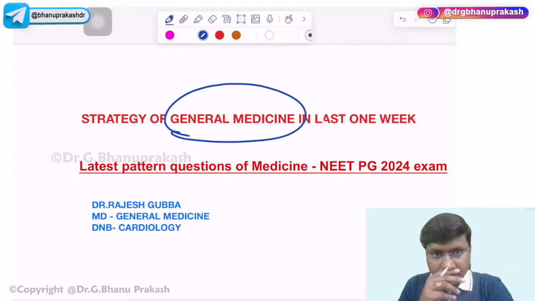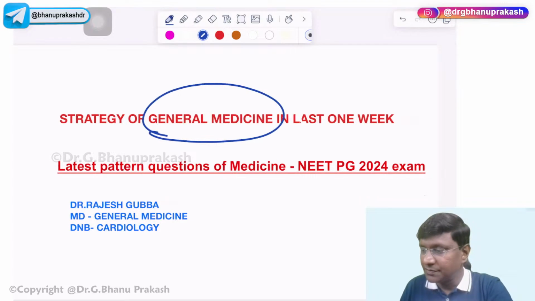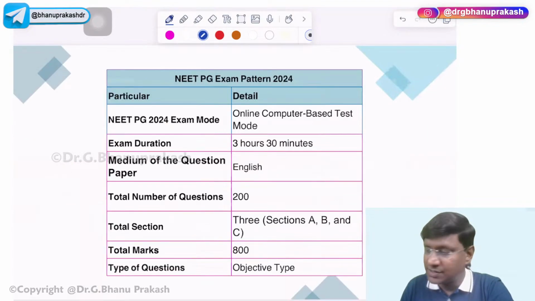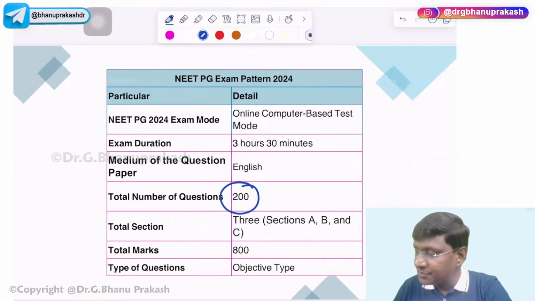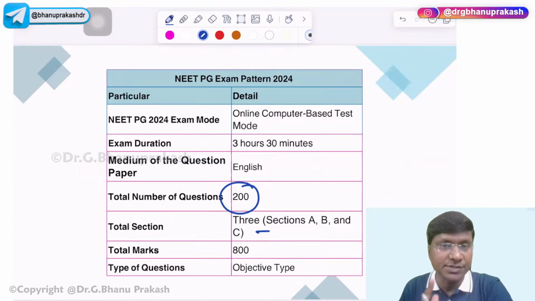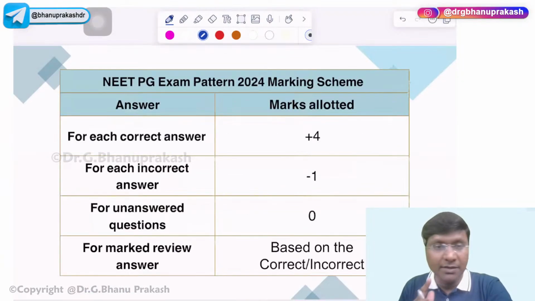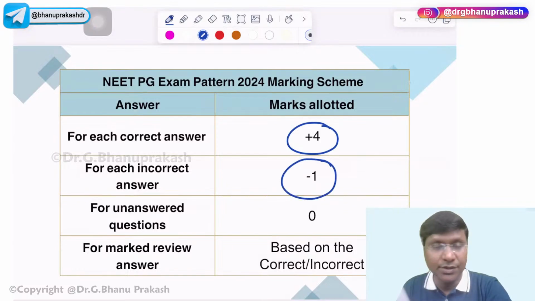Okay. Right. Just before starting the topics, the new pattern that has come up is that we have 200 questions which have been divided into three sections, that is A, B, C. I hope everyone is aware of that. For each correct answer, you'll get 4 marks, and for every incorrect answer, you have negative marking also. Please remember that. And if you do not answer, it will be marked as 0.